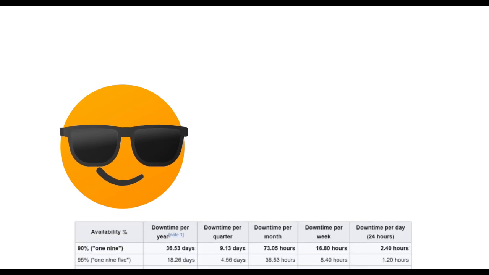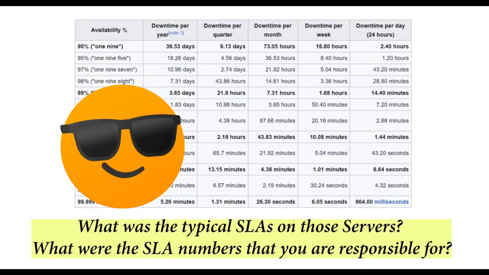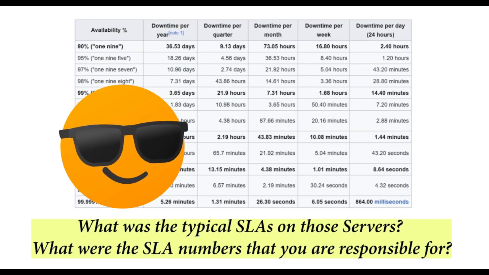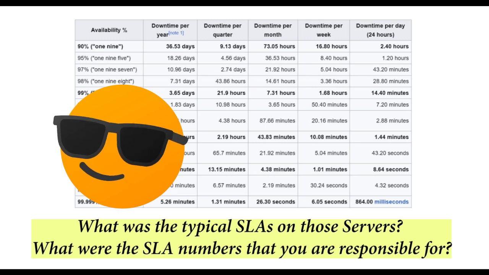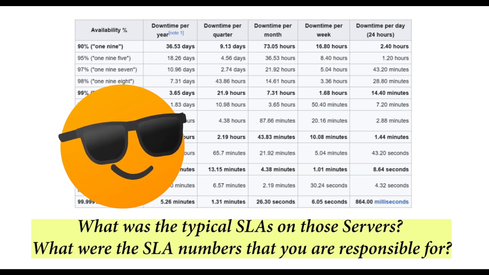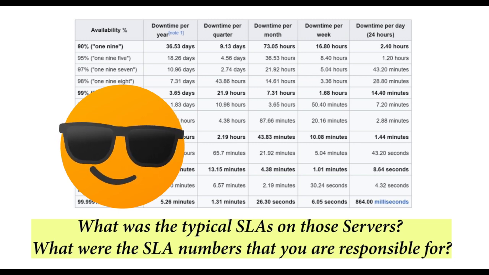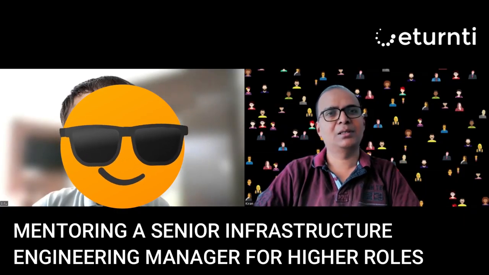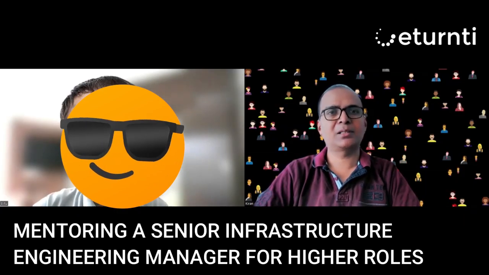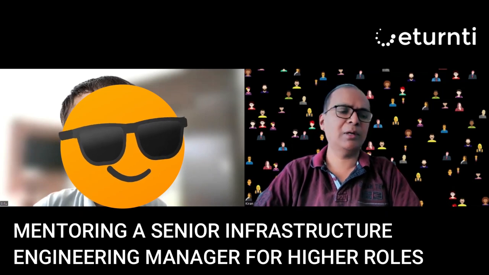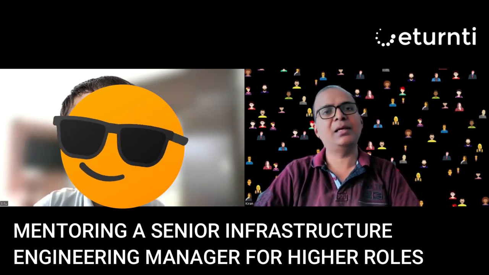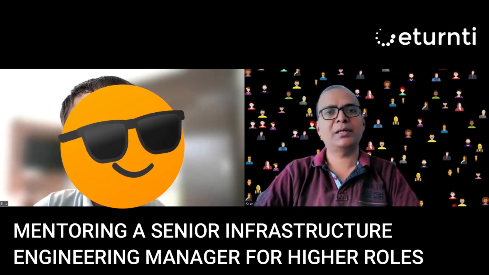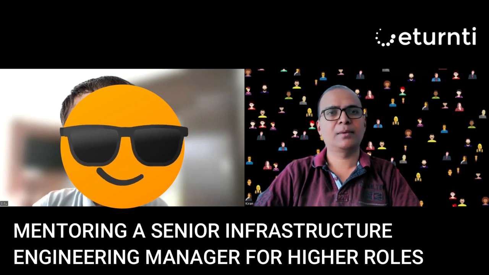Okay. And what were the typical SLAs on those servers? Like you should be aware of whether it was 3 nines availability or 5 nines availability, or that kind of thing. Are you aware of those numbers? No, those numbers were not actually published in that way. But you are responsible for some SLA. So what are those numbers that you are responsible for?